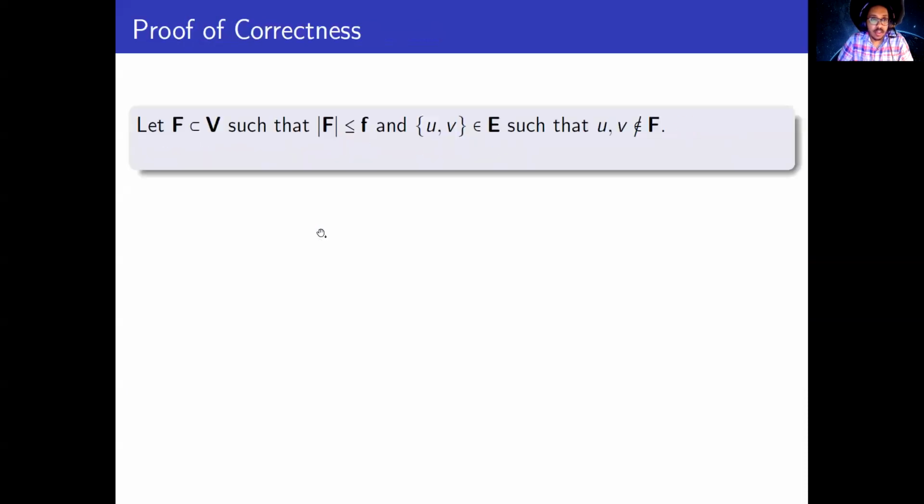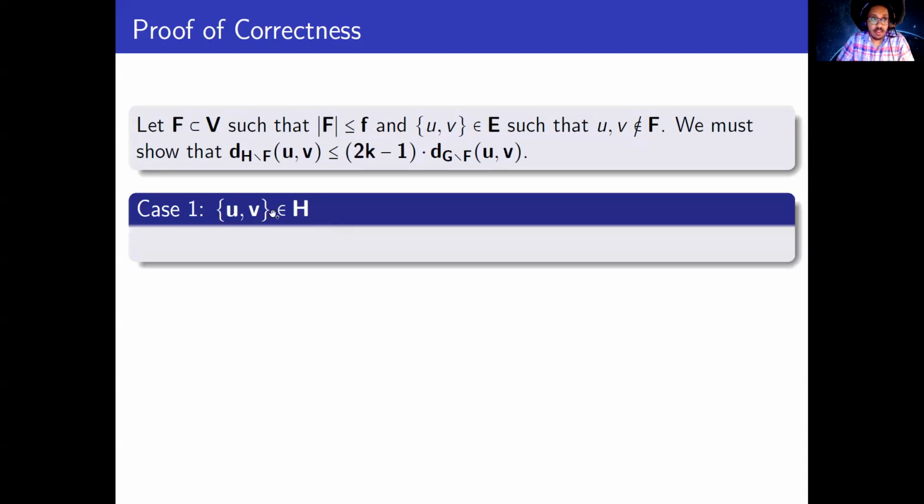So in order to prove correctness, we first consider an arbitrary fault set F and an edge with terminals not in F. We must show that if all of these vertices in F fail, the spanner condition is still satisfied by our spanner. For vertices U and V, there are two cases we must consider. In case one, we have that UV is in our spanner. In this case, the spanner condition holds trivially when we remove F from our spanner and the original graph. And this is because U and V are connected by an edge with unit length.